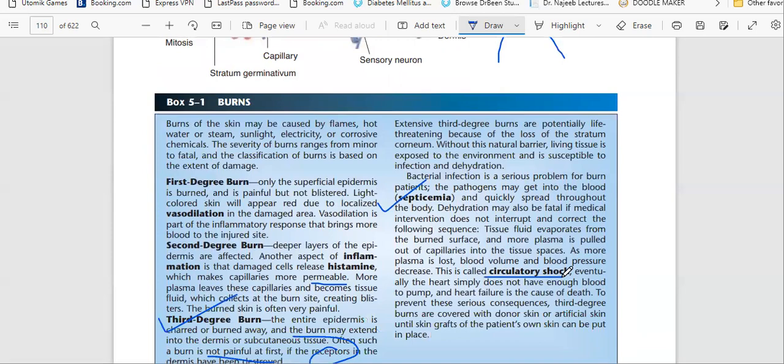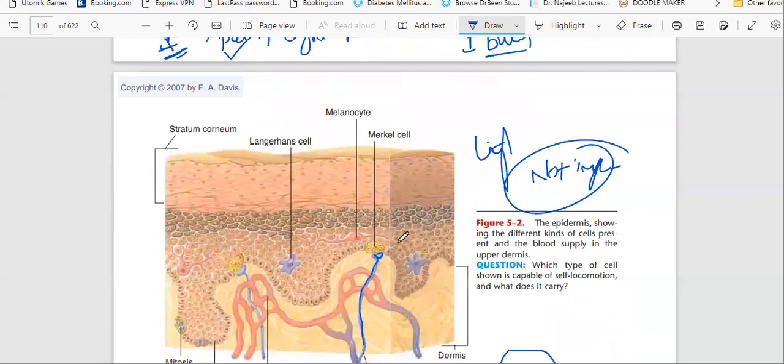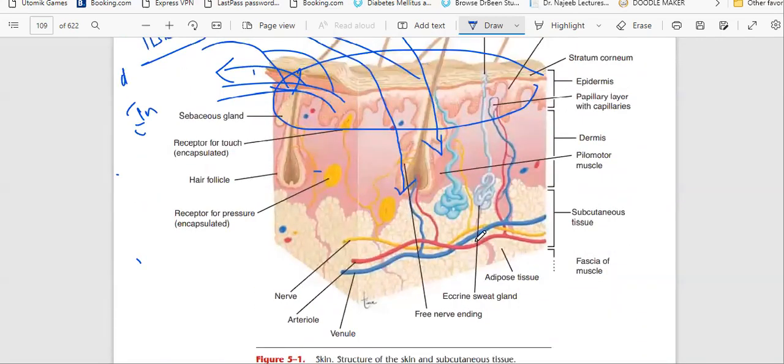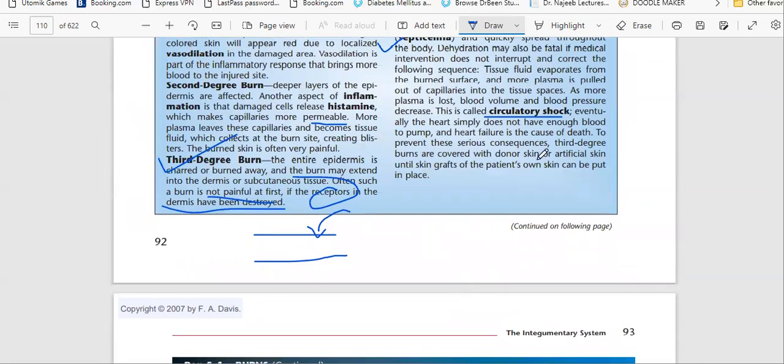What will happen in a burn? In the third degree burn, our capillaries are also damaged, and our arteries and veins are also damaged. So when blood comes here, it is lost as fluid from this area and evaporates. That is the reason the blood volume decreases. If the blood volume decreases, our BP decreases, and if the BP decreases, the patient will get circulatory shock. Eventually the heart simply does not have enough blood to pump.